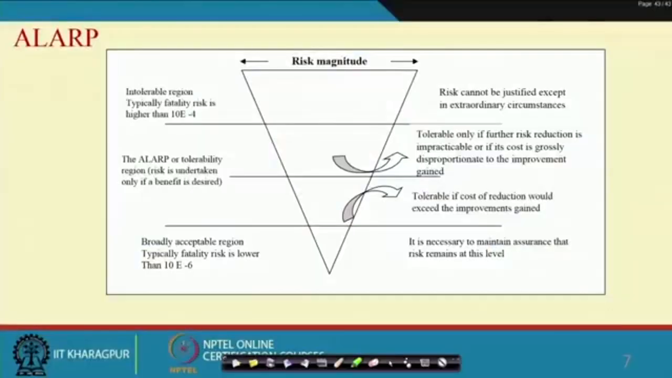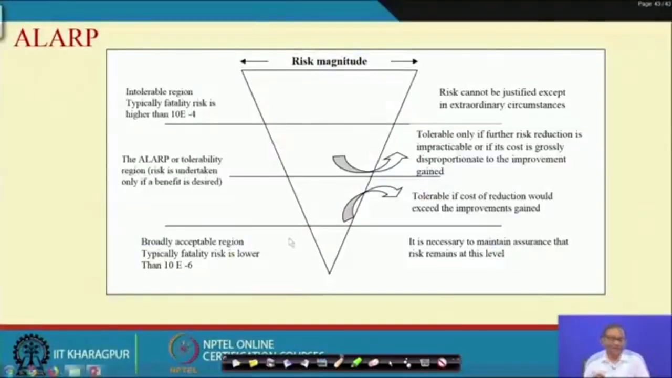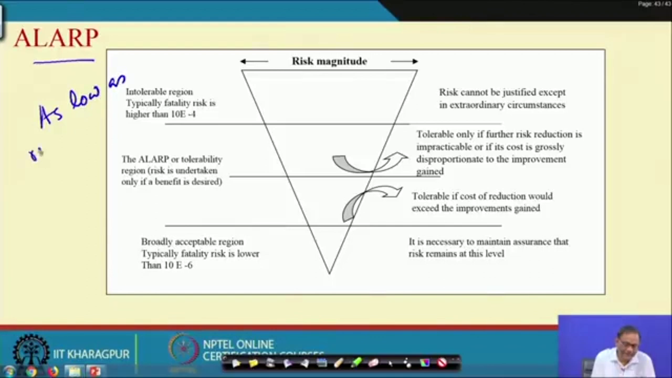another important concept, ALARP. Okay, what is ALARP? ALARP is as low as reasonably possible or practicable.